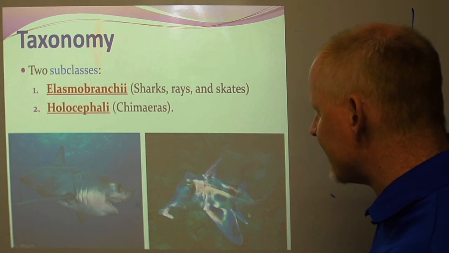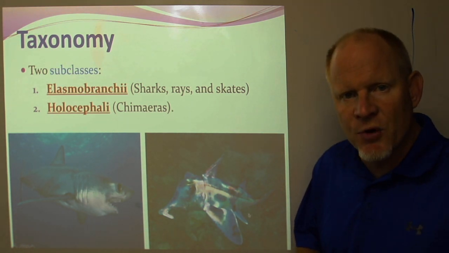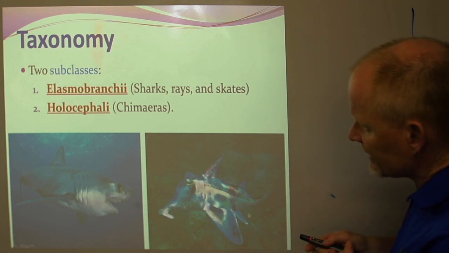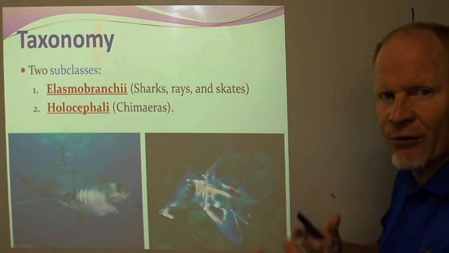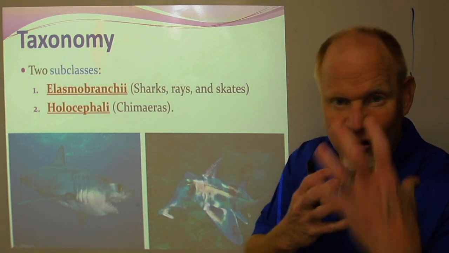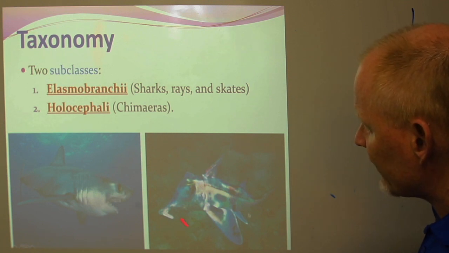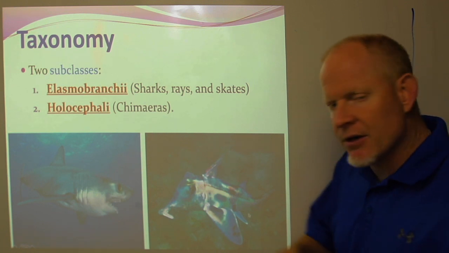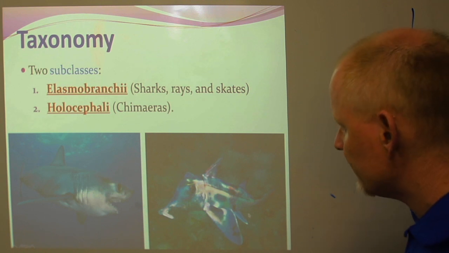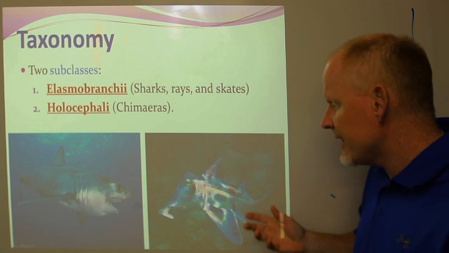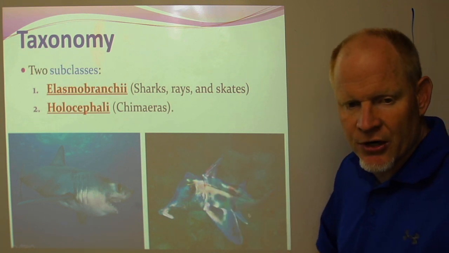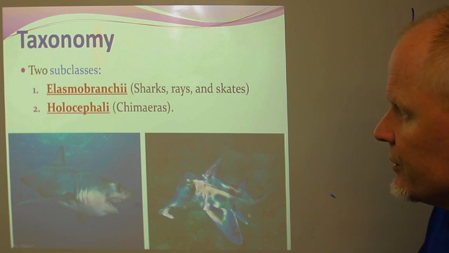This is called a holocephalian or a chimera or a spookfish or an elephant fish. It's called a chimera because it looks like several animals. Some of them look like rabbits and an elephant trunk, and they just are very odd looking fish. These are deep water fish that live in certain parts of the world. And they have a lot of the characteristics of what sharks and rays have. So those are your two major subclasses.